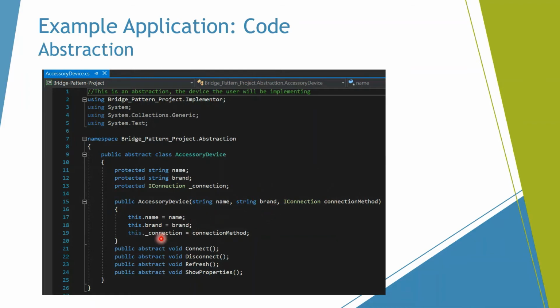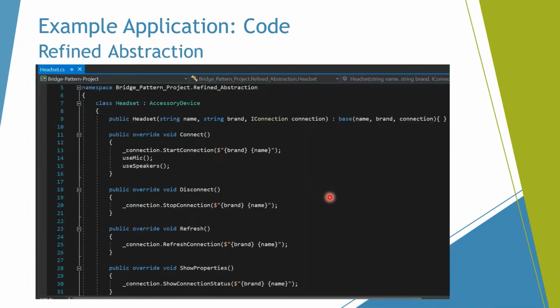This shows how easy it is to just change the type of concrete implementer at runtime by just reassigning the value of this object. And it has abstract methods regarding connecting and disconnecting and refreshing. These are implemented in refined abstractions. So this is one of our refined abstractions, the headset. As we can see, it has its constructor which calls the base or the general accessory device constructor.